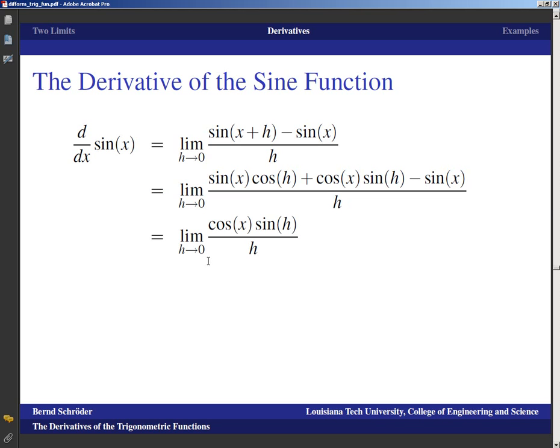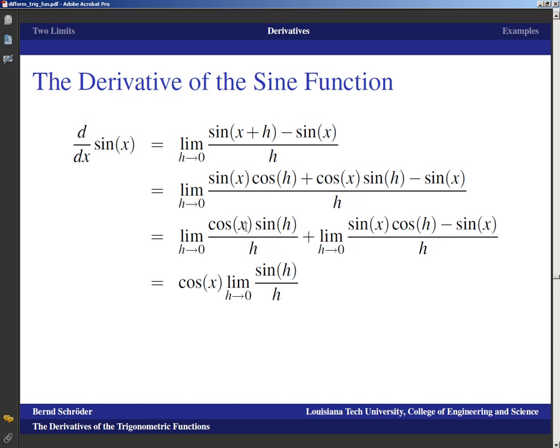So this actually breaks up as the limit as h goes to 0 of cosine x sine h divided by h, plus the limit as h goes to 0 of sine x cosine h minus sine x divided by h. And now the cosine x can be factored out. That doesn't depend on h. So this is cosine x times the limit as h goes to 0 of sine h over h, plus sine x can be factored out, times the limit as h goes to 0 of cosine h minus 1 divided by h.